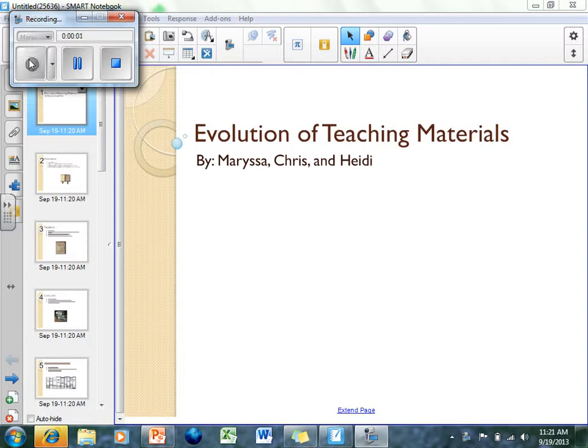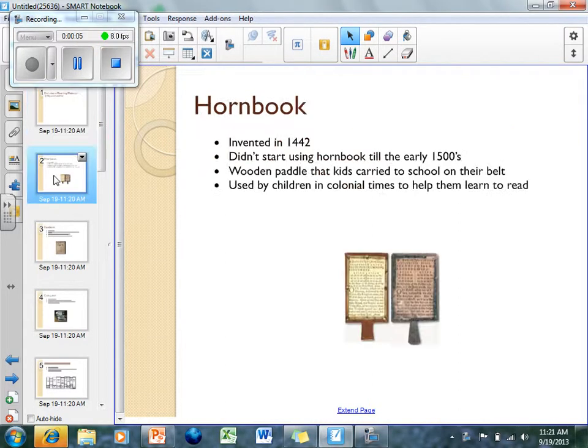All right, we have the evolution of teaching materials. In 1442, the hornbook was invented, and people didn't start using it until the early 1500s. It was a wooden paddle that kids carried to school on their belt, and it was used by children in colonial times to help them learn to read.